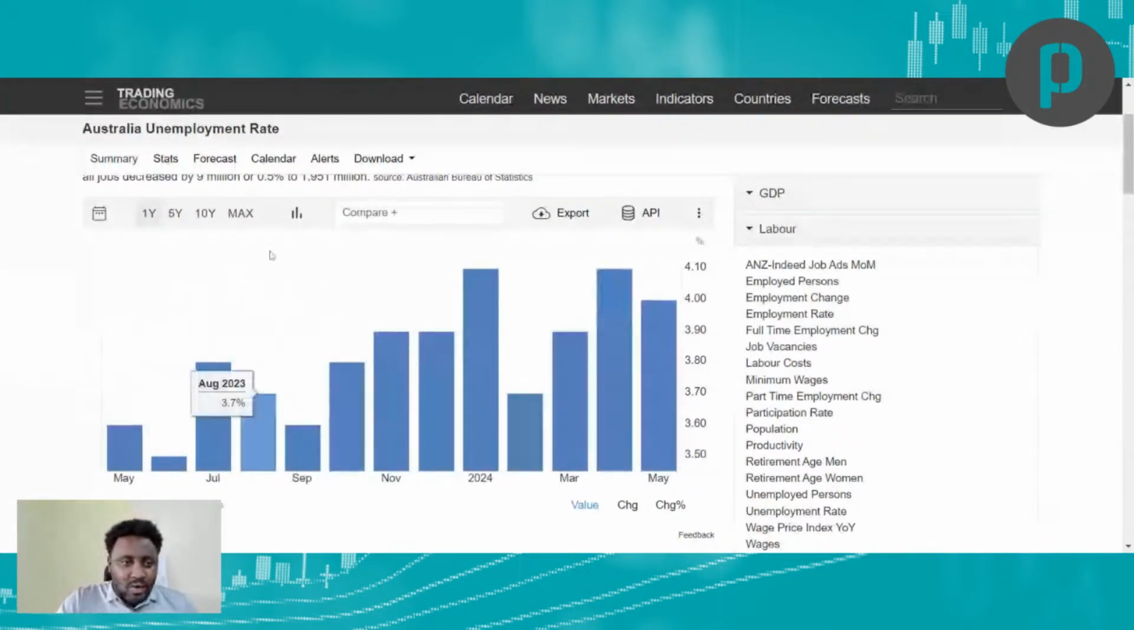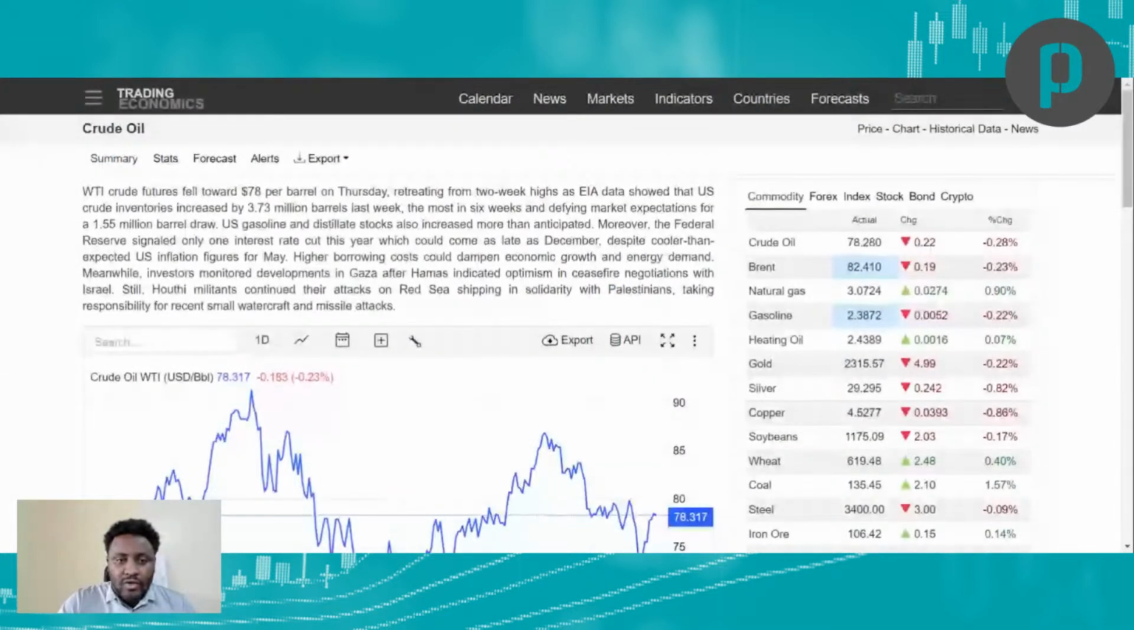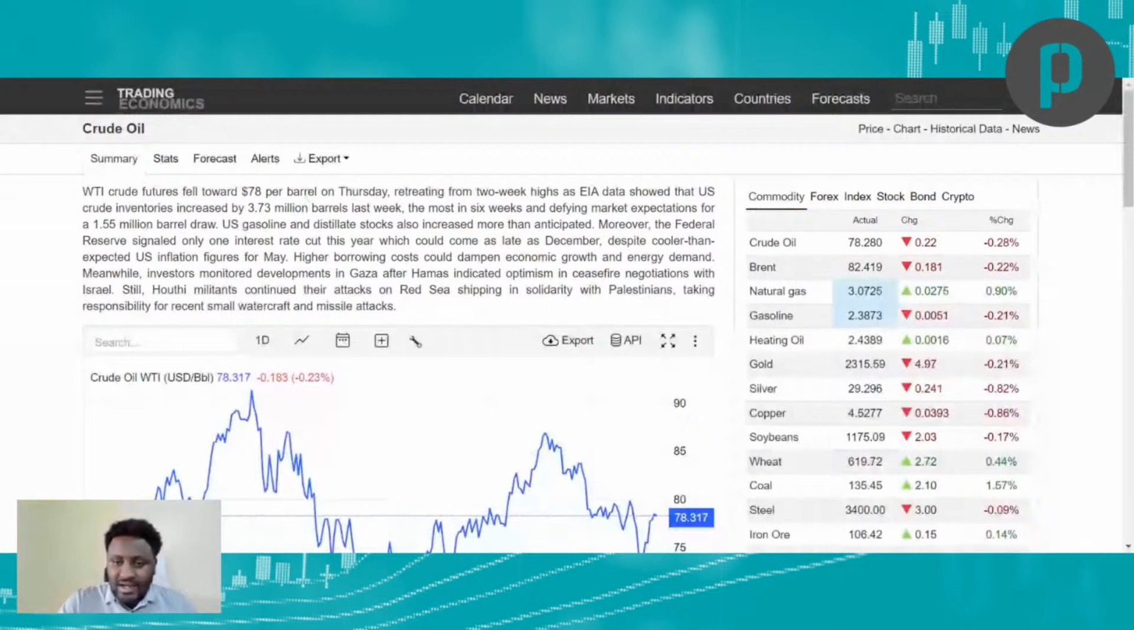So among other highlights, crude oil futures fell toward $78 per barrel on Thursday, retreating from 2-week highs as EIA data showed that the US crude oil inventories increased by 3.73 million barrels last week, the most in 6 weeks, and defying market expectations for a 1.55 million barrel draw. So US gasoline and distillate stocks also increased more than anticipated.